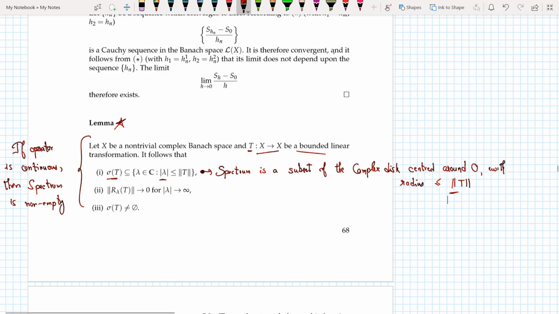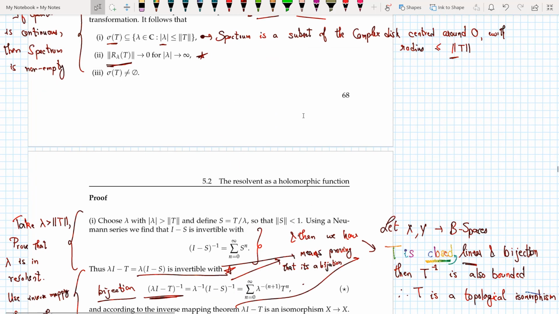And essentially the second idea says that as mod of lambda goes to infinity, then the norm of R lambda T goes to 0. And the third idea says that the spectrum is not null. The spectrum of an operator from a complex Banach space to a complex Banach space, where T is a bounded linear operator, is not null.